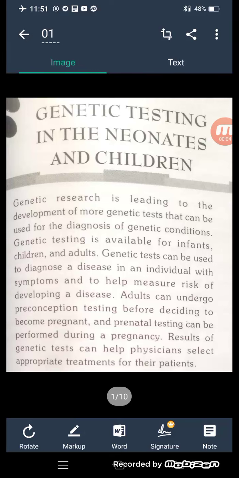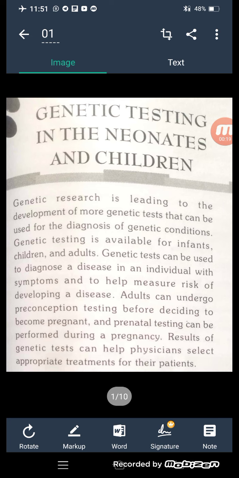Today we are discussing genetic testing in neonates and children. Which types of abnormalities occur in the baby, in children, as well as in neonates? These are identified by different techniques. So, first of all, the introduction.